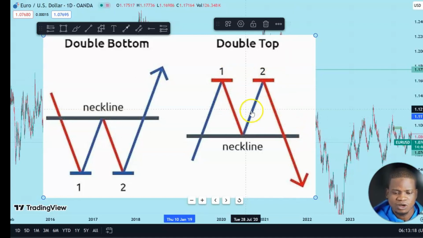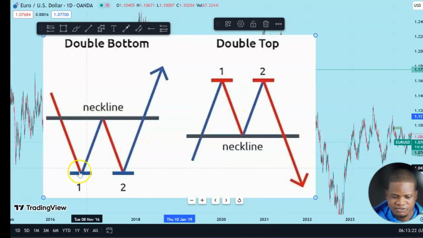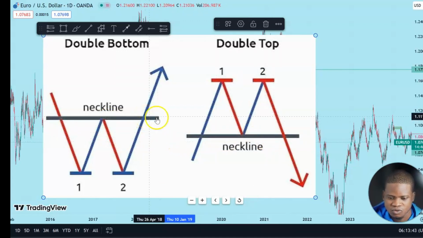So in the double top and double bottom, we actually have three major components. For a double bottom, we have the first bottom and the second bottom, and then we have the neckline. The neckline is an area that serves as a resistance in the double bottom, and it also serves as a support in the double top. And once this neckline is broken, then we have a confirmation of the double top or the double bottom.